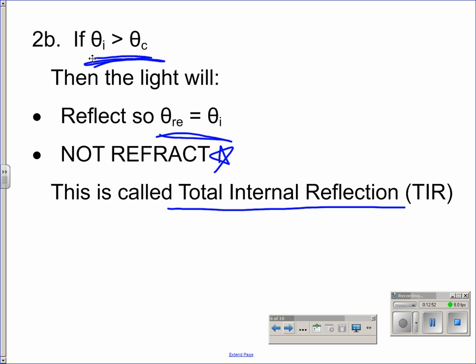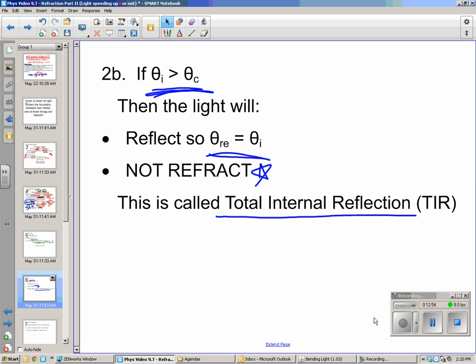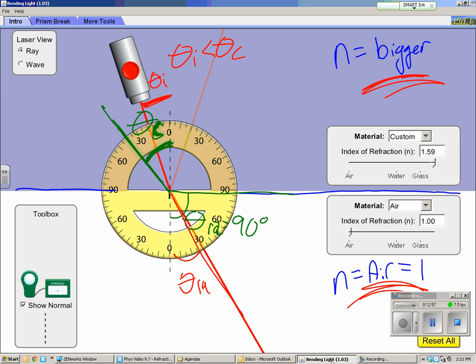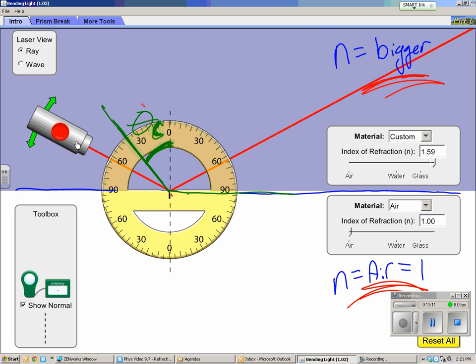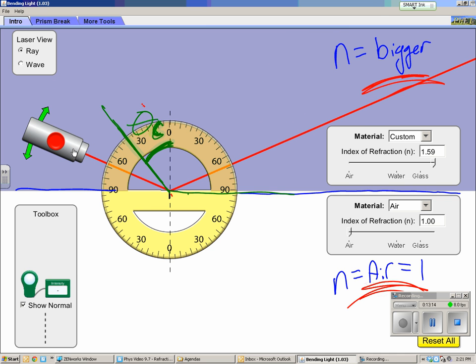So going back to our little animation here, that would look like this. Now, if I take my angle of incidence and make it bigger, notice there's no refracted beam. This beam of light comes in, and it never makes it out into the air, so it just reflects. That's called total internal reflection. So those are the three possibilities.